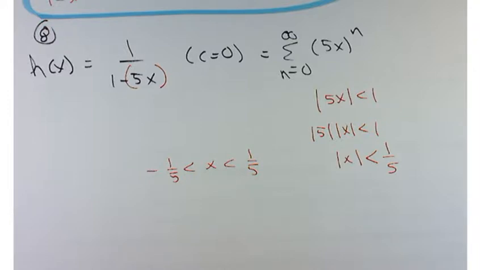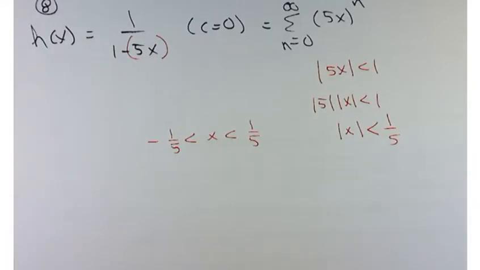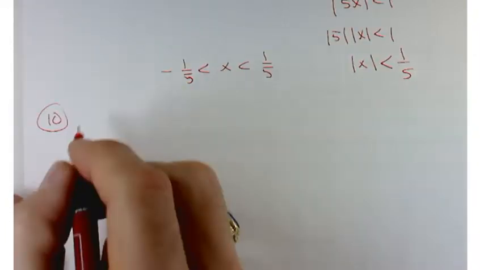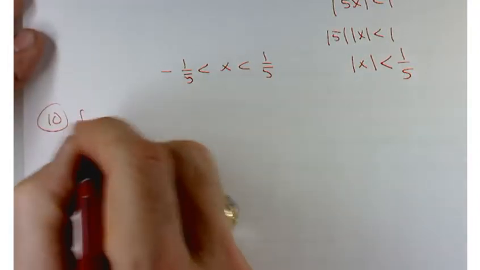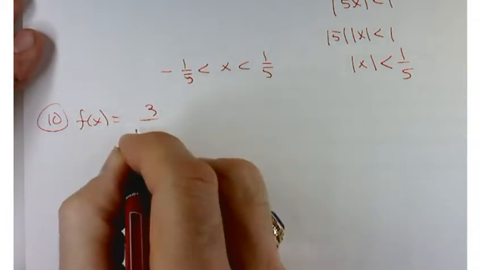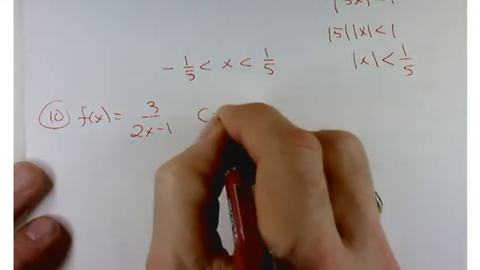Let's look at problem number 10. Are we okay with the first one here, problem number 8? It's a nice friendly one to start with. Okay. Problem number 10, our function is f of x equals 3 over 2x minus 1. Now, in this one, I want to center at x equals 2, or c equals 2.